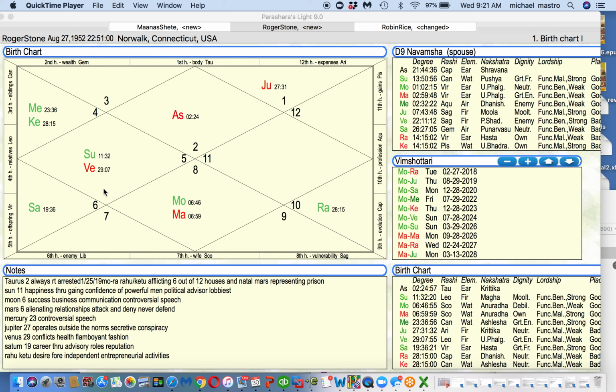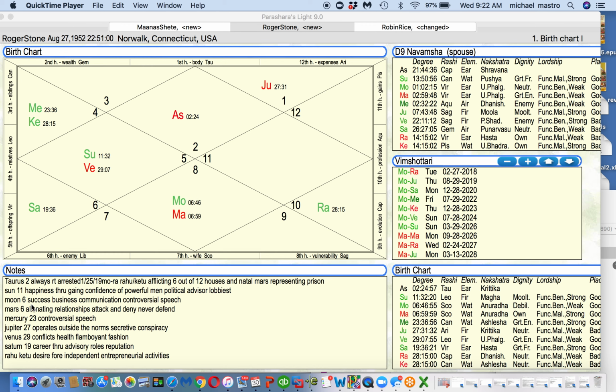So now we see that I said Libra was ruled by Mercury. I meant Venus. So Venus is malefic. So Venus is in that house there.